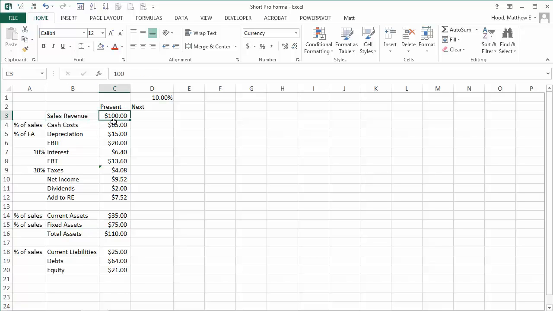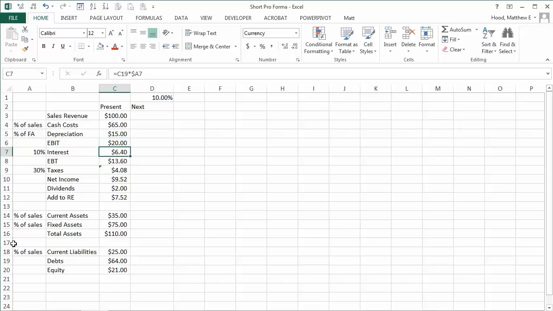Sales revenue, I put in $100. Cash costs, let's say they were $65. Depreciation, say it was $15. That makes my earnings before interest and tax equal to C3 minus C4 minus C5: 100 minus 65 minus 15, which is 20.